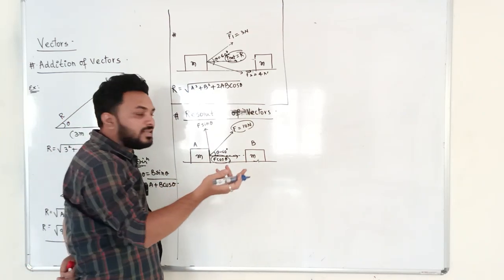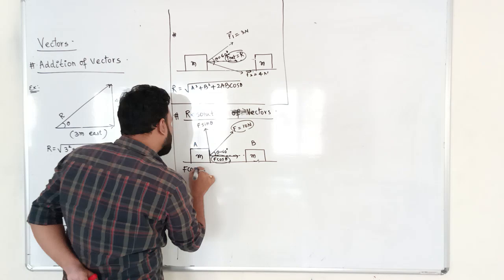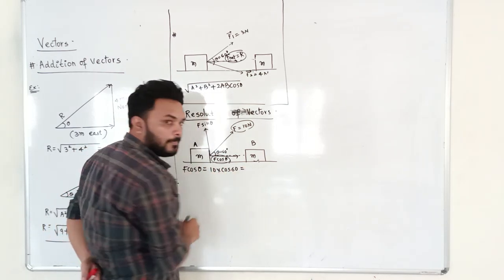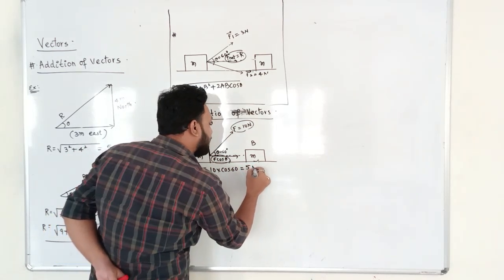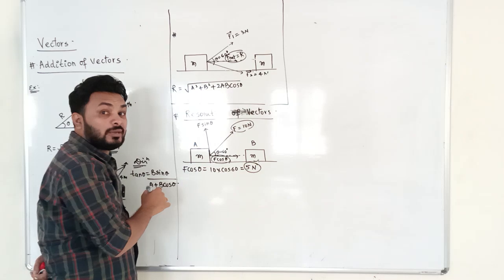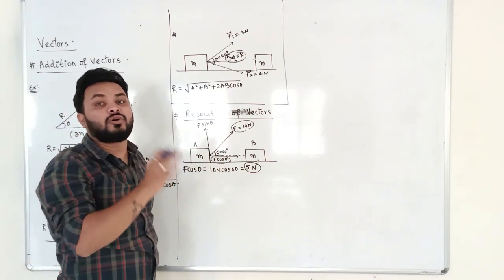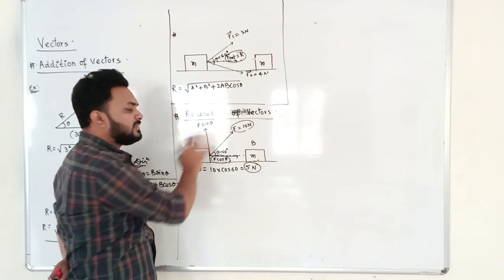So how much force is acting? F cos theta. So what is F? F is 10 Newton. What is the angle? Cos 60. Correct? 5 Newton is responsible to move the block from A to B point. This is how exactly we are resolving the components. Understood? This is a basic example.